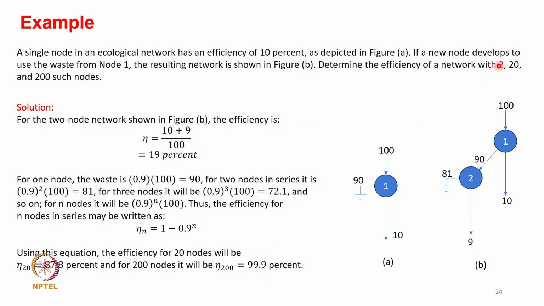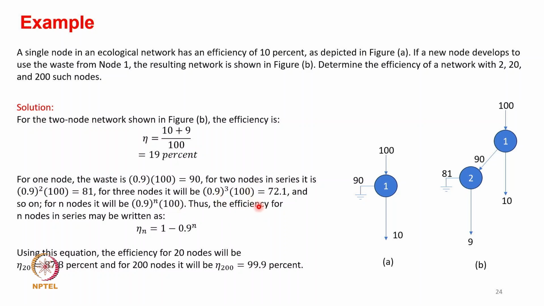So in the 2 node framework in figure B, the total efficiency would be 10 plus 9 divided by 100, which is 19%. For one node, the waste is now how much? 0.9 times 100, which is 90. For two nodes in series, it is 0.9 times 0.9, times 100, which is 81. And for three nodes, it would be 0.9 cubed into 100, which is 72.1.